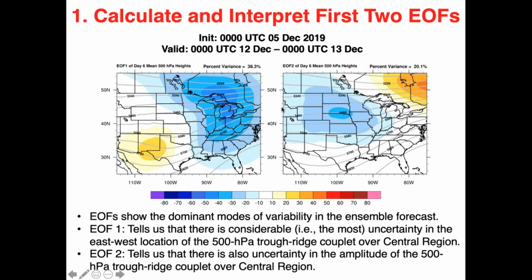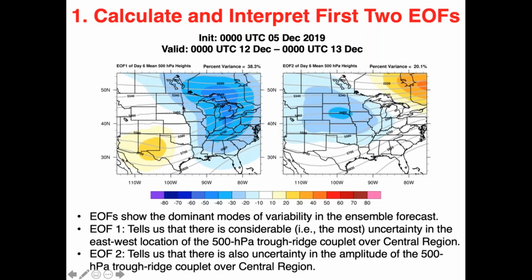So we have these 2 panels here. In both panels, what's contoured is the ensemble mean of all 90 ensemble members for the geopotential height field for Saturday. And then the color shading is the actual EOF pattern.